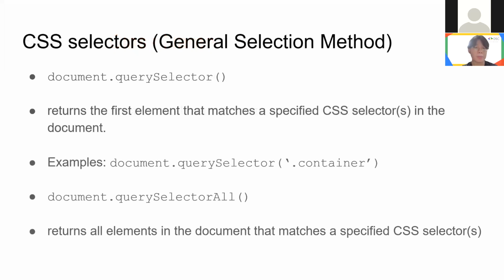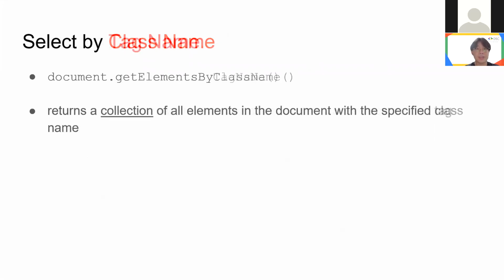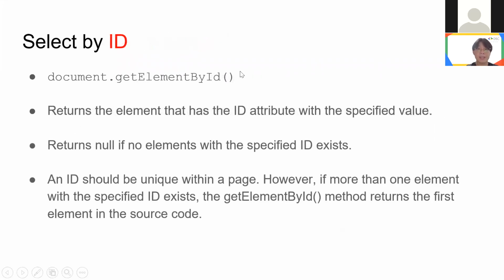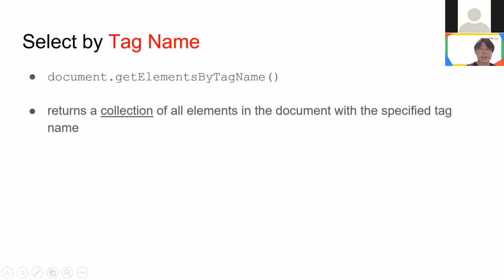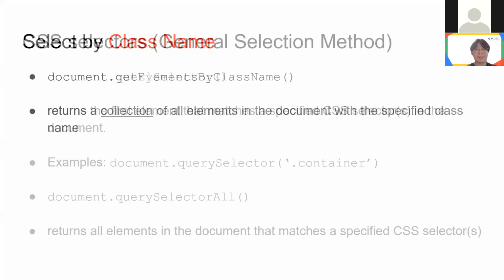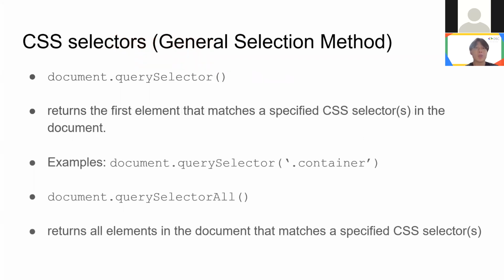Okay, so the previous three, we select by ID, class, and tag names. But we can actually do so using this thing called document.querySelector, which is actually a more general selection method. It also returns the first element that matches the specified CSS selector. An example is I select this class of container. And if you want to select more than one, use querySelectorAll, which returns all elements in the document that match the specified CSS selectors. So to recap a little bit, we have getElementById, getElementsByTagName, getElementsByClassName, and lastly, the more general one, which I use very often, querySelector.